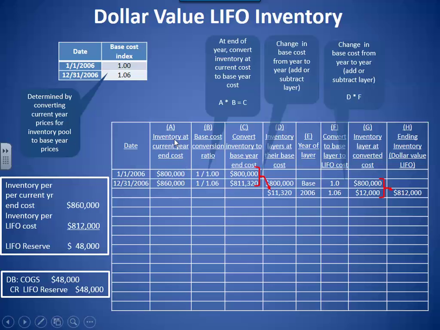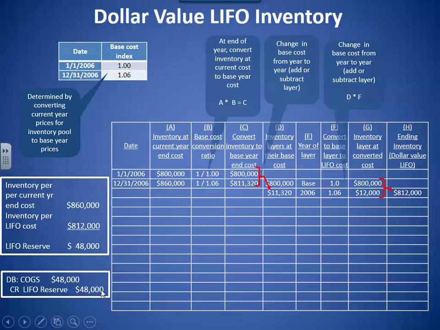Now, if we want to make a journal entry to record this LIFO inventory, remember our inventory is being recorded at weighted average. So we've got to convert our weighted average inventory back to LIFO cost. The way we do that is we take our inventory per our current year cost, which is the $860,000. From that, we subtract out the ending inventory at LIFO value, which is $812,000. The difference between the two is what we call the LIFO reserve. And the LIFO reserve is a contra account to the LIFO inventory account. And here's a journal entry we would make.